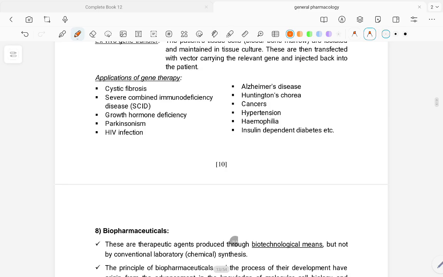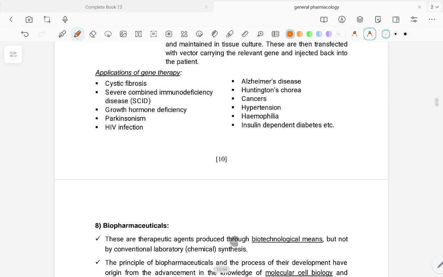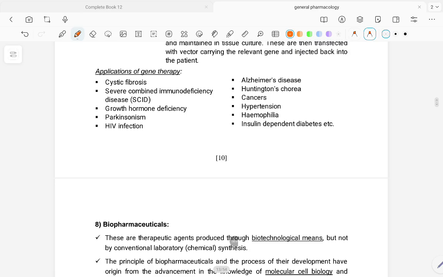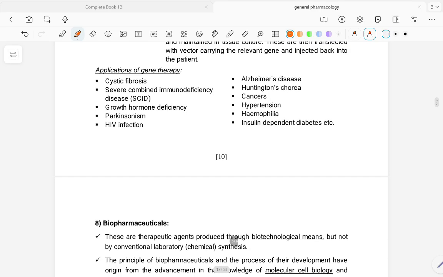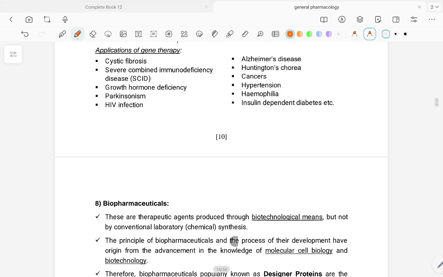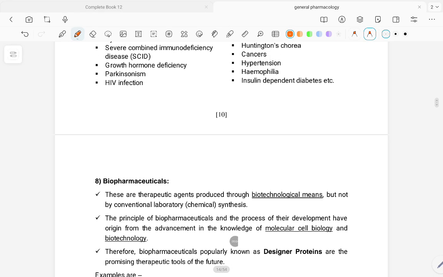Applications of gene therapy: cystic fibrosis, severe combined immunodeficiency disease, growth hormone deficiency, Parkinsonism, HIV infection, Alzheimer's disease, Huntington chorea, cancer, hypertension, hemophilia, insulin dependent diabetes, etc.